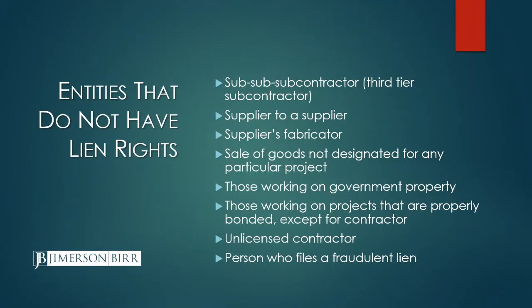So to summarize the parties that don't have lien rights: third tier subcontractors don't have lien rights, suppliers to a supplier, also a fabricator for a supplier, is not going to have lien rights, nor is the sale of goods that aren't designated for any particular project and actually delivered and incorporated. Again, we talked about government property, there's no lien rights there, though you may have bond rights. On private projects that have a 713 private construction payment bond, there's not going to be lien rights because you'll have bond rights instead. That applies to everybody in the contract chain except for obviously the contractor that's providing the private payment bond, which would have lien rights for its work.